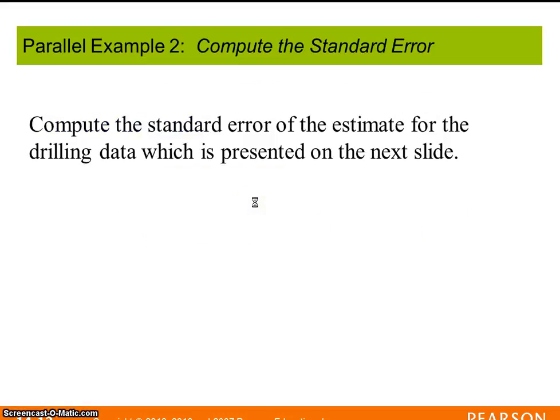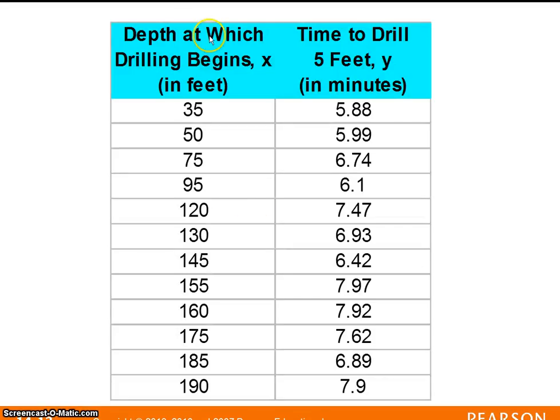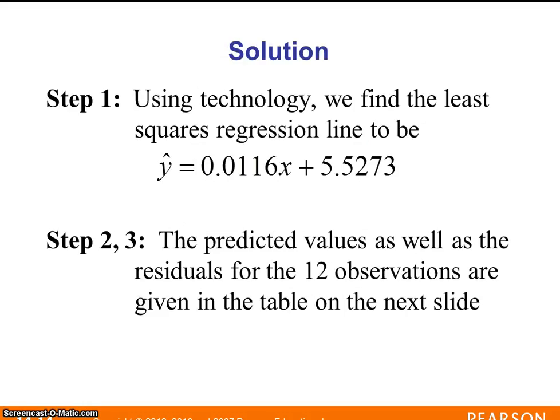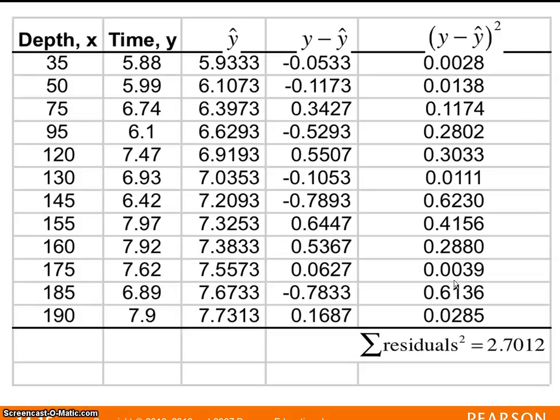So let's look at an example of how to compute the standard error. Here we have some data about drilling, and again the length of time it takes to drill a certain number of feet. We first need to look at the residuals, and we can use technology to find the least squares regression line. Again, this goes back to chapter 4. The predicted values as well as the residuals for the 12 observations are given on the next slide.